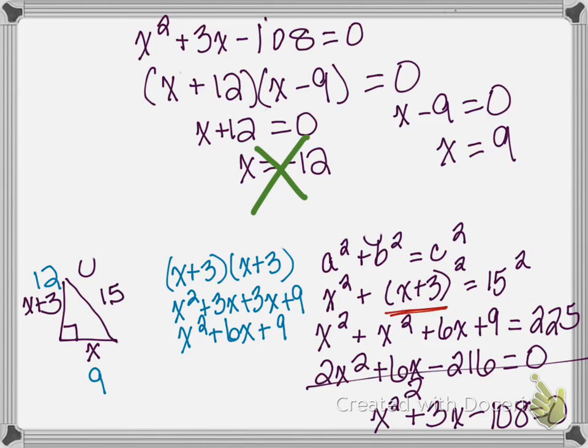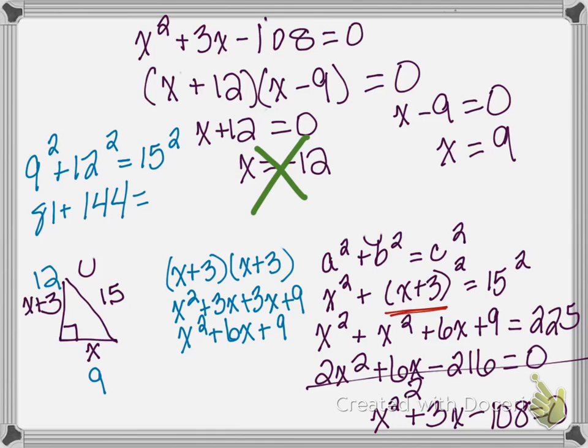Now, another way that you can check this to make sure that you're correct is you can do 9 squared plus 12 squared equals 15 squared. 9 times 9 is 81. 12 times 12 is 144. And if you add those two together, you will get 225. So that's another way that you can check it.